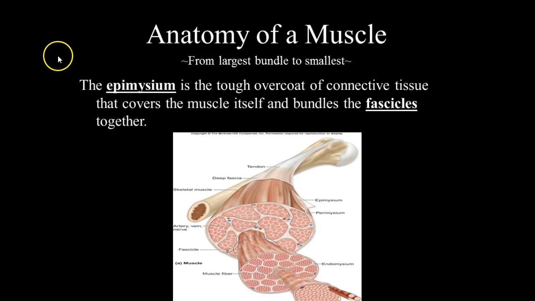So first is the epimysium. If you look at the diagram that I gave you, the epimysium is the very outermost layer of the muscle. So when you cut open your cats and you see the muscles, what you're actually looking at is the epimysium. It's the overcoat of the muscle. It covers the entire muscle itself, and then it bundles structures called fascicles together. We're going to go from largest bundle to smallest.